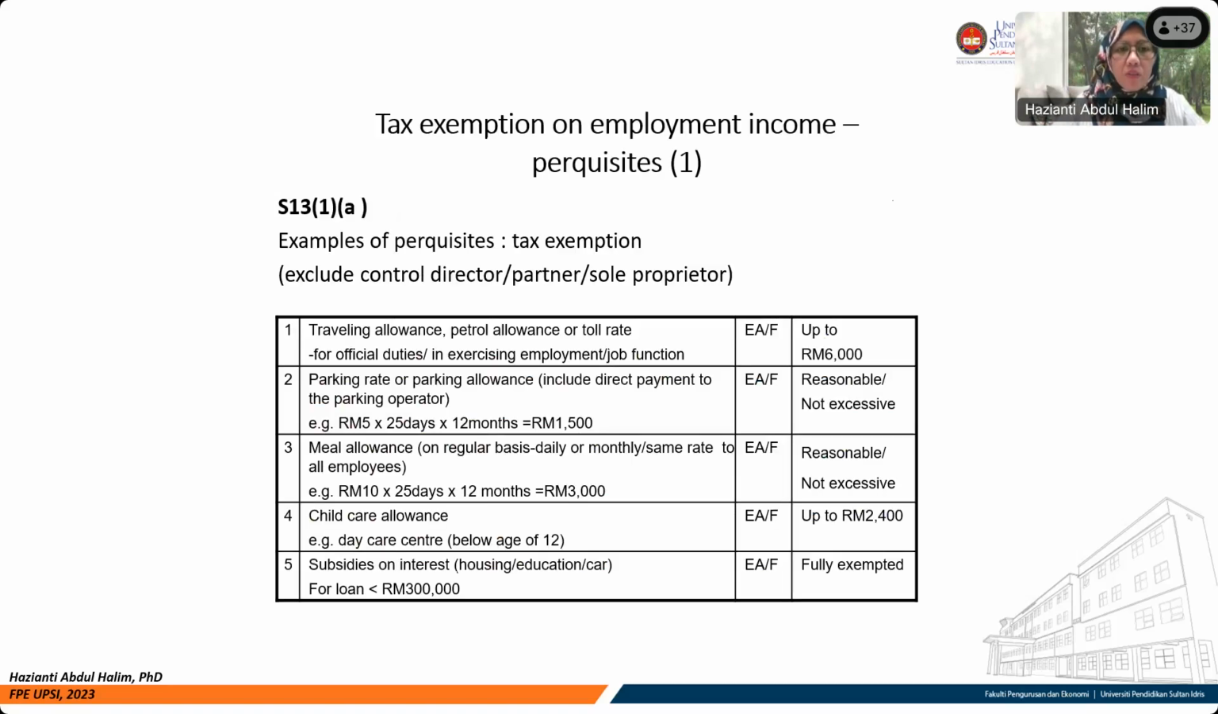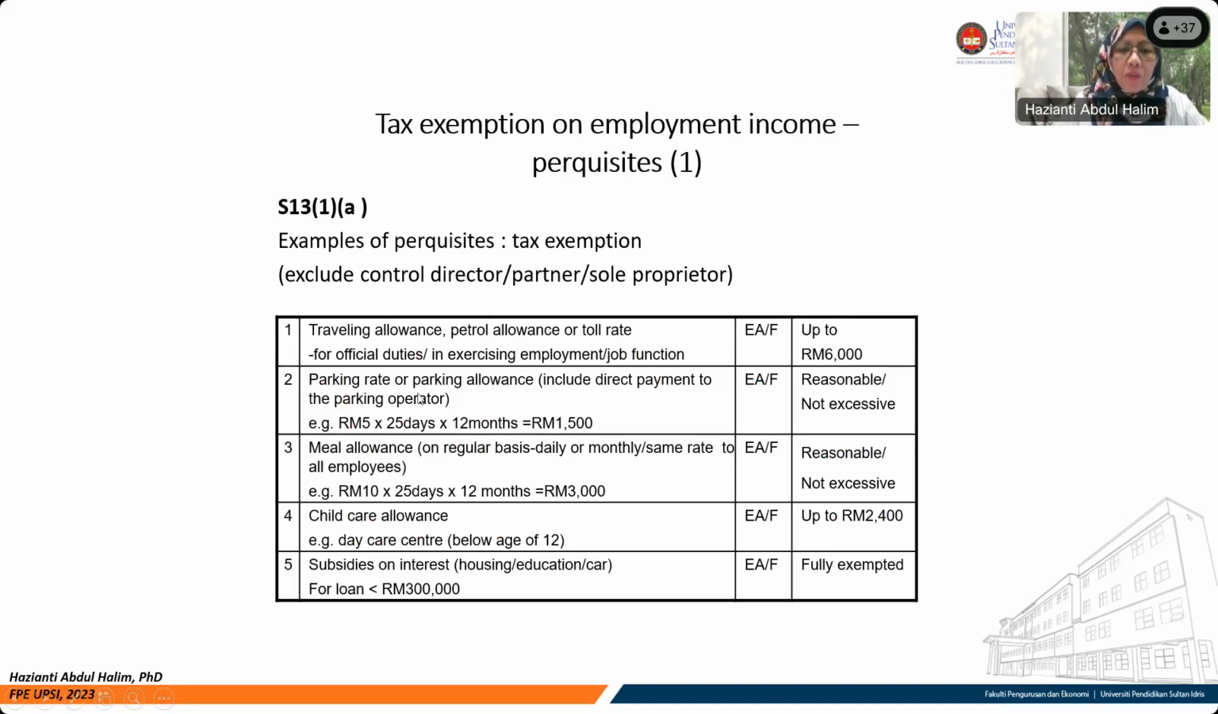Alright, so the first one, these are perquisites with tax exemption. You get it, but you will get exemption. So for example, just now we had travelling allowance, petrol allowance or toll rate for official duties or to exercise the employment or to function the job well. So the exemption is up to 6,000 per year. So don't forget, later if you get all these allowances, you will get exemption up to 6,000.